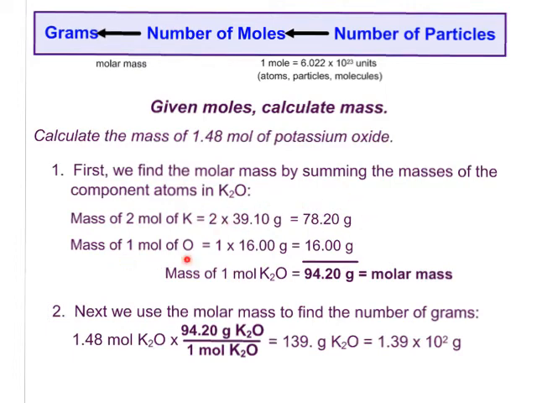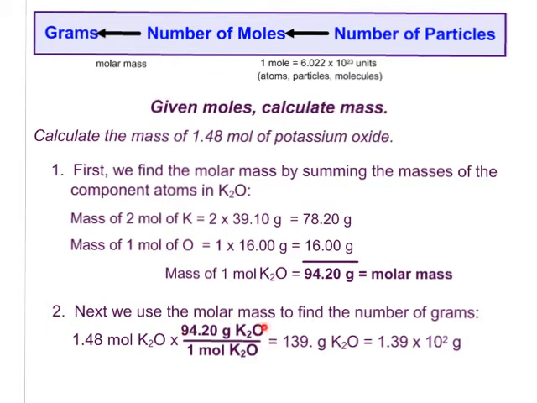I have 1 mole of oxygen right here, just 1. So I have 1 times 16 grams. Gives me this number. When I add them together, I get 94.20 grams. That is my molar mass. Okay, I have 94.20 grams per mole of potassium oxide.